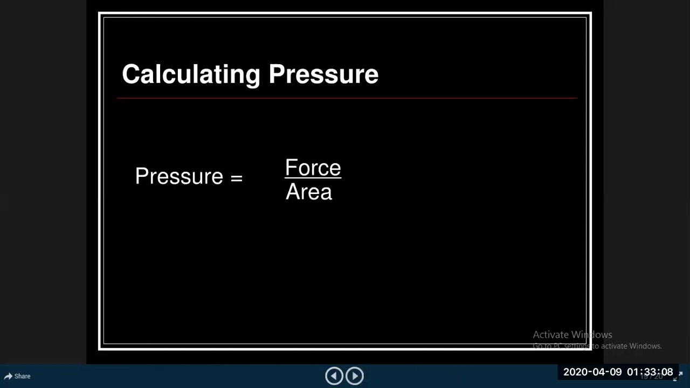The SI unit of pressure will be obtained by putting the unit of force and the unit of area. In SI units, area is expressed in meter square and force is expressed in Newton. Therefore, pressure will have the SI unit Newton per meter square.